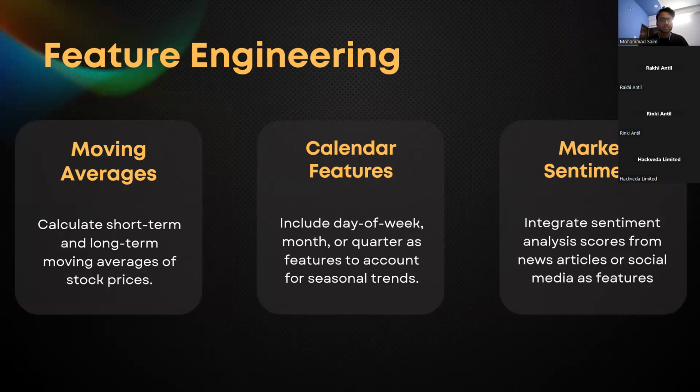So first is the moving averages, to see the long term and short term dependencies of the whole stock, and then we normalize it on one basis.